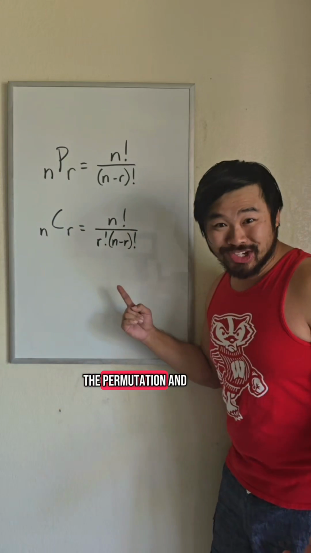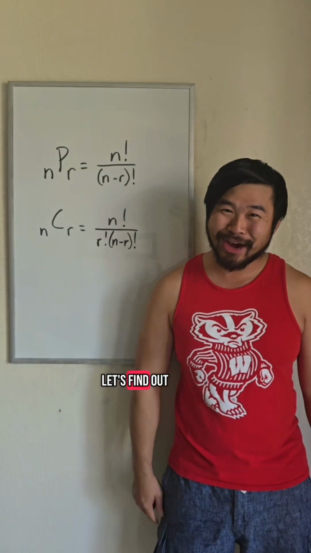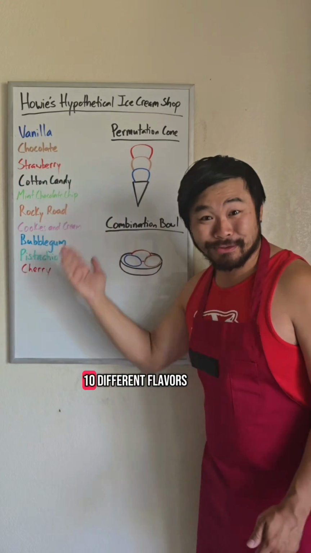Why are these the permutation and combination formulas? What's actually happening here? Let's find out. Welcome to Howie's Hypothetical Ice Cream Shop, where we have 10 different flavors.